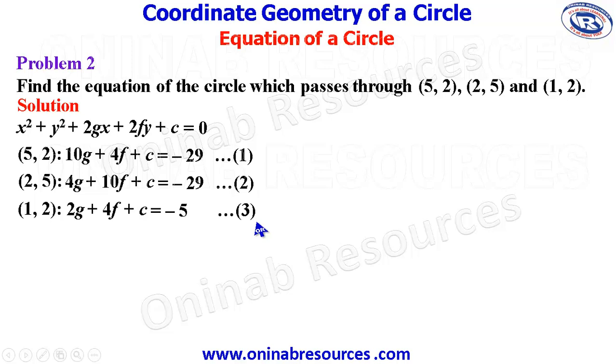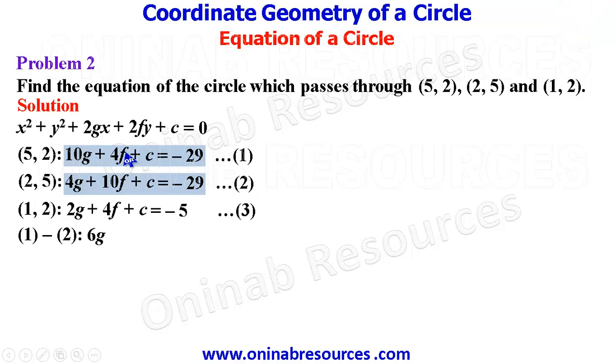We can then go ahead to solve the three equations. We can combine equation 1 and 2 to eliminate c. So equation 1 minus equation 2. So 10g minus 4g will give us 6g. 4f minus 10f will give us minus 6f. C minus c gives 0, that is gone. -29 minus -29 gives 0. We have this as equation 4.